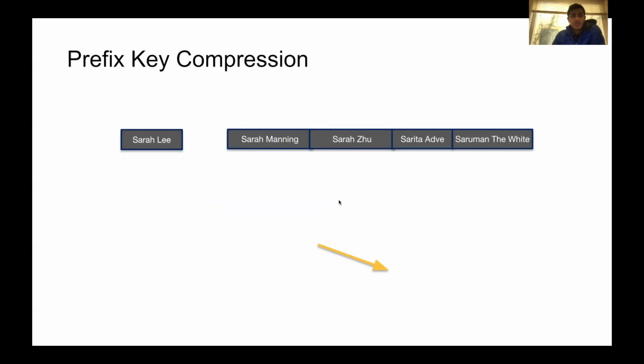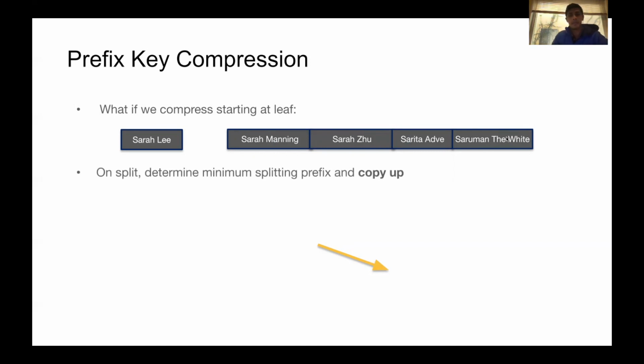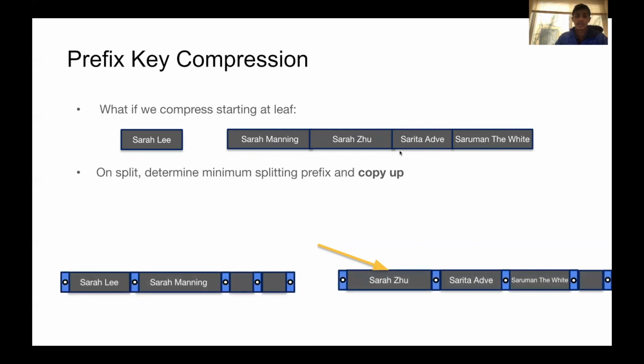Let's say that I wanted to add in the value Sarah Lee to this array of Sarah Manning, Sarah Zhu, Sarita Adbe, and Saramanda White. How would that work? Well, what if we compressed by determining the minimum splitting prefix when we're copying up from leaves? At the leaf node, I'll enter my data entries: Sarah Lee, Sarah Manning, Sarah Zhu, Sarita Adbe, Saramanda White. That's all well and good, but when I'm going to split, I'll need to determine the minimum splitting prefix, and I need to copy up.